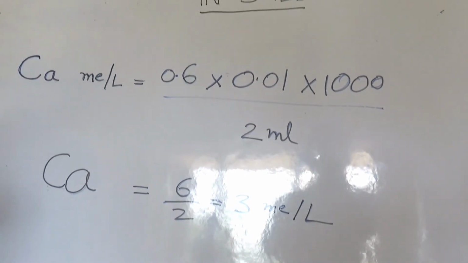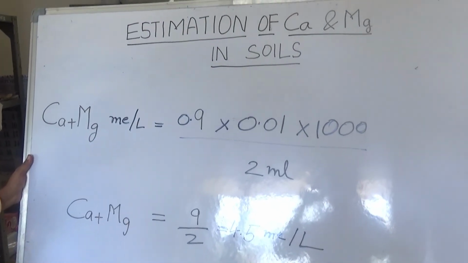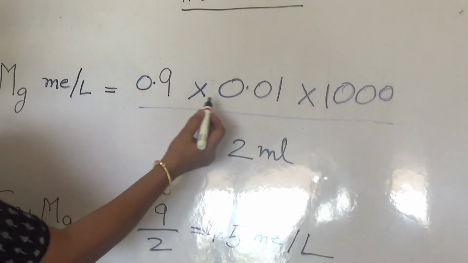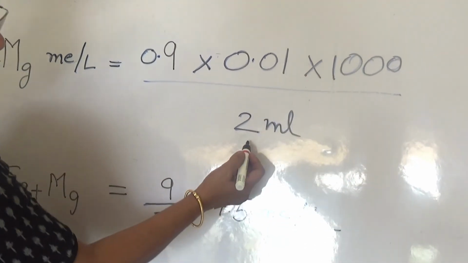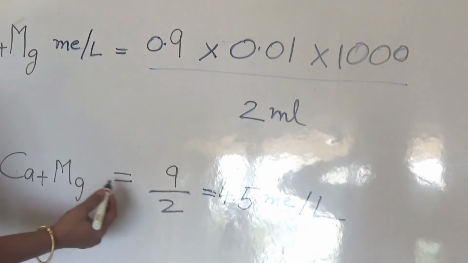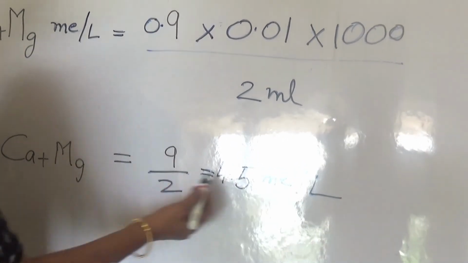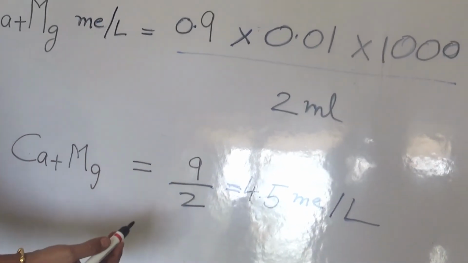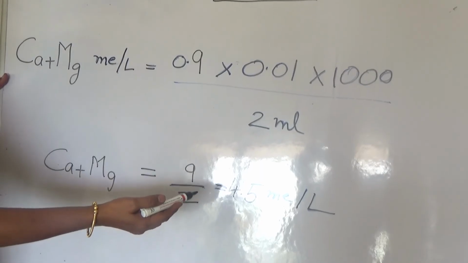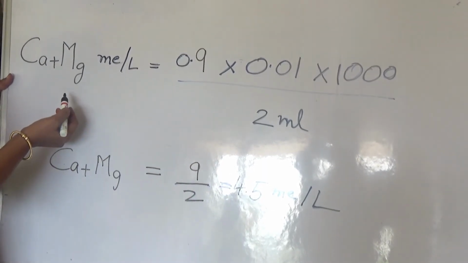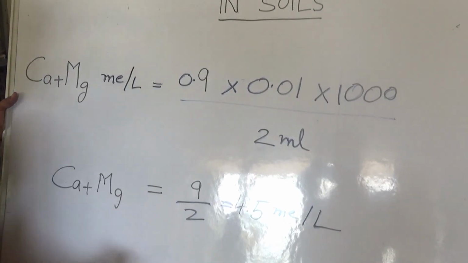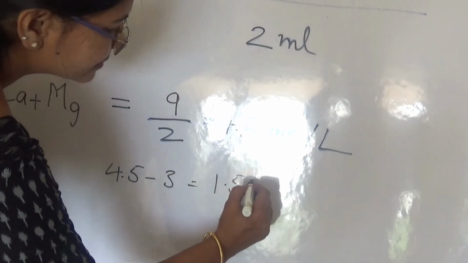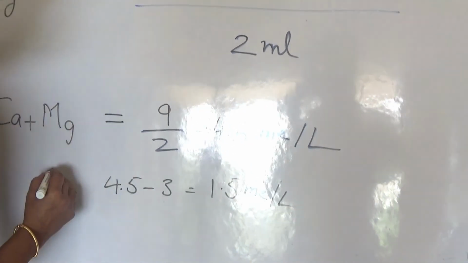Now let us see the calculations of calcium and magnesium. Calculation of the amount of calcium and magnesium together, substituting the titer value, that is 0.9 ml into concentration of EDTA into 1000 divided by the amount of aliquot taken, 2 ml. So this has come to 4.5 milliequivalents per liter, that is calcium and magnesium. So in the earlier experiment our value was 3 milliequivalents per liter, and if you subtract 3 from 4.5 you will get the value of magnesium alone, that is magnesium is 4.5 minus 3, that is 1.5 milliequivalents per liter. Magnesium alone.